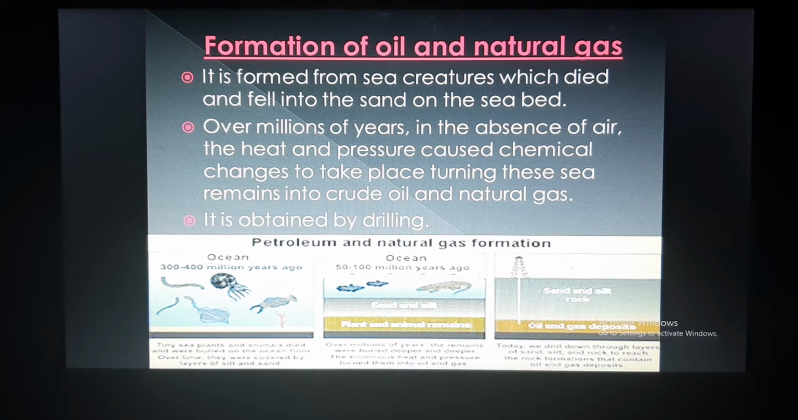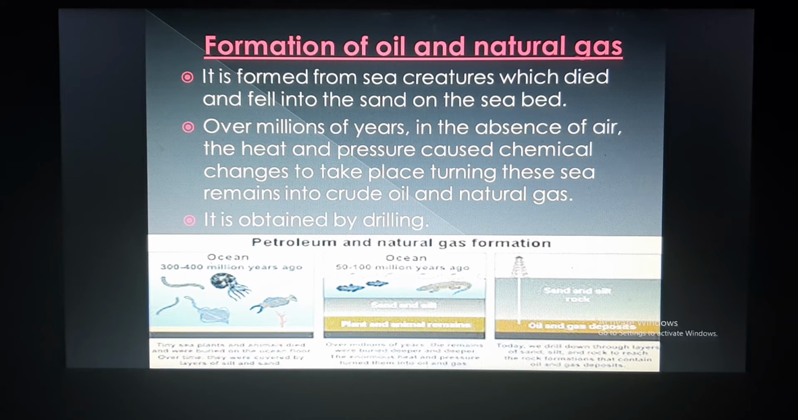It is clearly given in the picture. There are the dead remains of sea creatures. Then over millions of years in the oceans, they are converted into crude oil and natural gas. It is also found under the level of the sea, very deep inside the sea. So the drilling method is used for obtaining crude oil and natural gas.